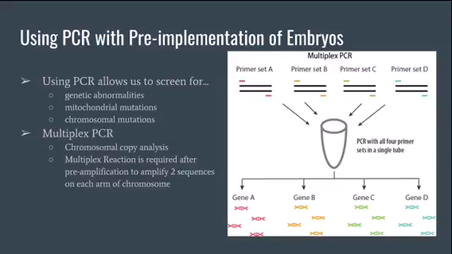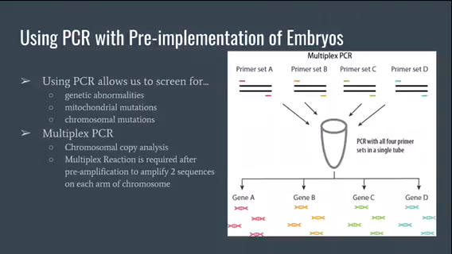I found an article on how polymerase chain reaction helps with the pre-implantation of embryos. Using PCR allows screening for genetic abnormalities, mitochondrial mutations, and chromosomal mutations. PCR happens after a biopsy to obtain the oocyte. Multiplex PCR is one method used for determining these abnormalities. Multiplex PCR has been recently used for chromosome copy analysis. Chromosome copy analysis helps detect variations that may result in disease or illness. The picture on the right shows a multiplex reaction.